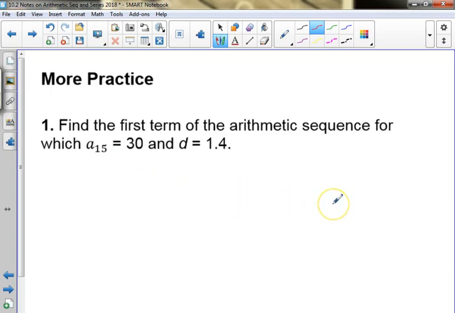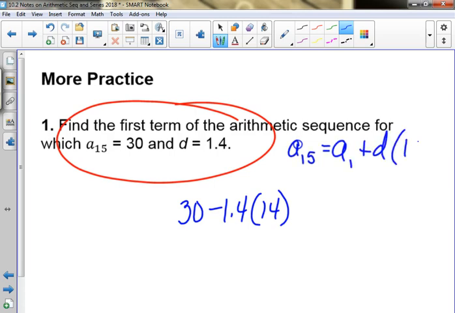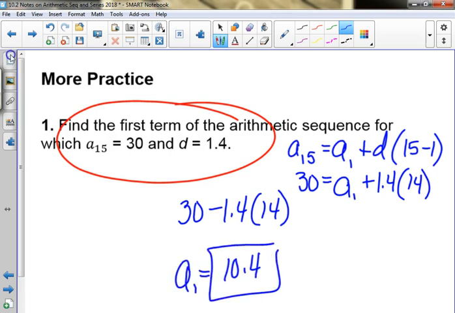Find the first term of the arithmetic sequence for which this is true. Anybody talk me through this? Yes. Okay. Could I have said the 15th term is the first term plus the difference times 15 minus 1 and filled in the numbers? The same thing that he's doing here, right? 30 equals a sub 1 plus 1.4 times 14. So then you subtract. Same thing. Some of you are more like I need the formula. Some of you it just makes sense. Answer, anybody? 10.4? Thank you. And that was the first term we were looking for. Okay. Are we good?